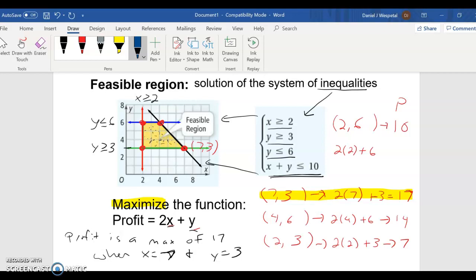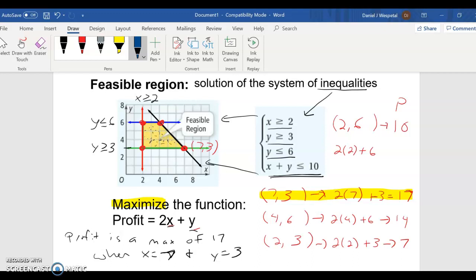So just to review of yesterday, right, there's a lot of steps. You have a set of inequalities, you graph them, find the vertices, and then you take all the vertices and test them in a function to find the min or max. In this particular one, we found the max profit. So our answer was x7, y3 gives a profit of 17.